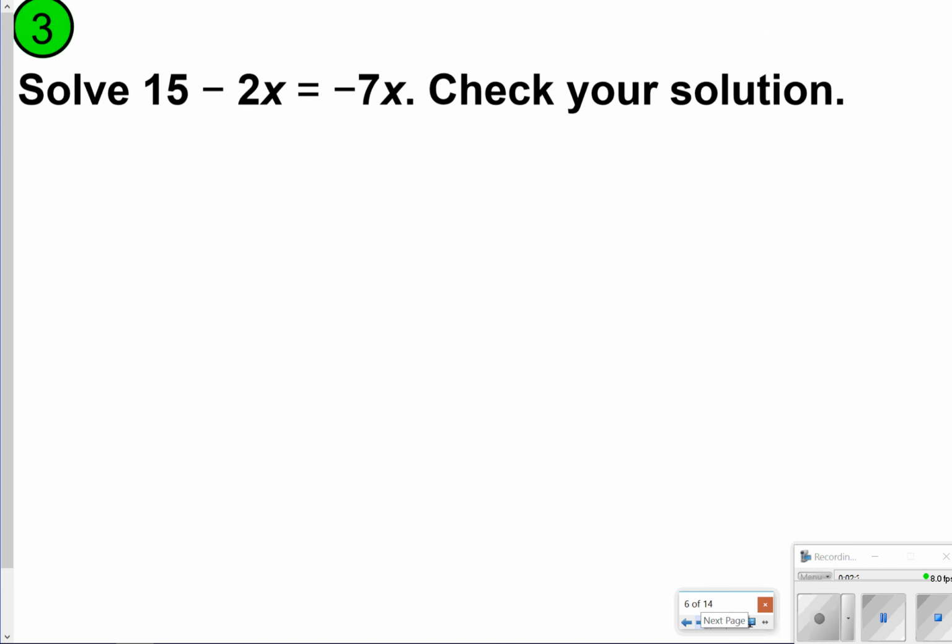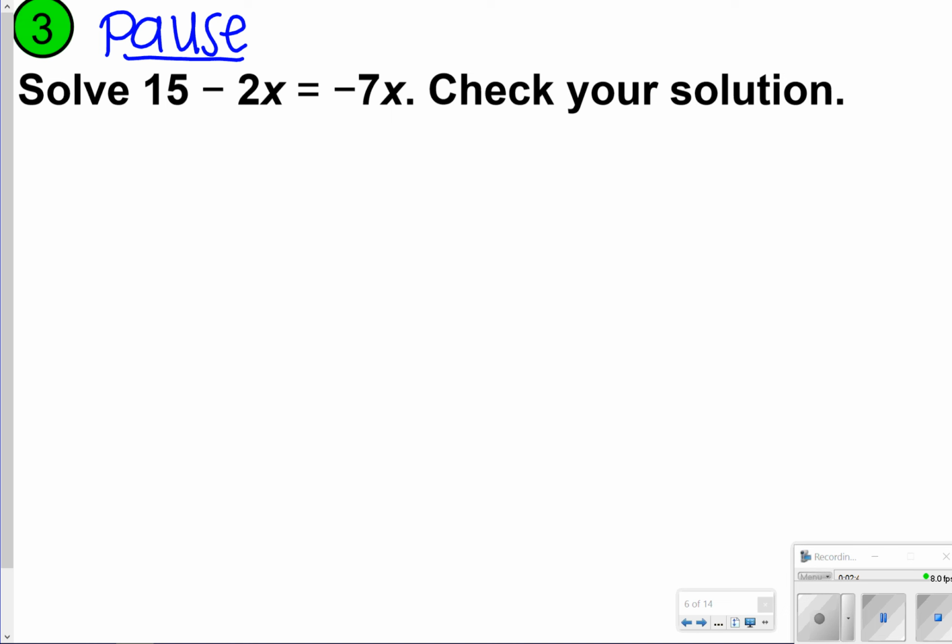This next one you're going to try on your own. So I'm going to start you off easy. You only have to move one thing and then solve it. Go ahead and pause the video now to get your variables on one side, your constant on the other, and then once you solve it, click play to check your work.